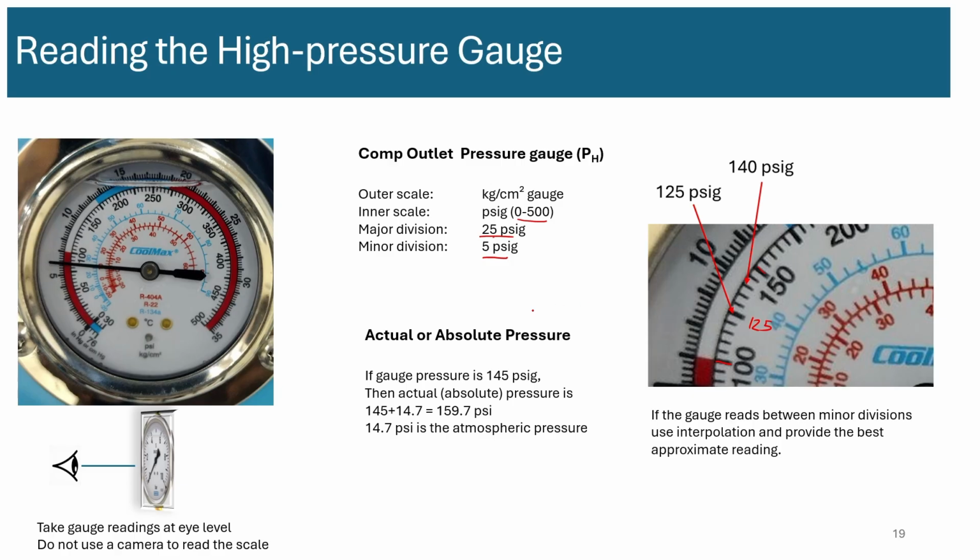Okay, so just like before, make sure you're doing the interpolation correctly when your value is somewhere in between the minor divisions. If the gauge pressure is 145, then the actual pressure would be again just adding the atmospheric pressure. Okay, and same instructions about measuring at eye level.